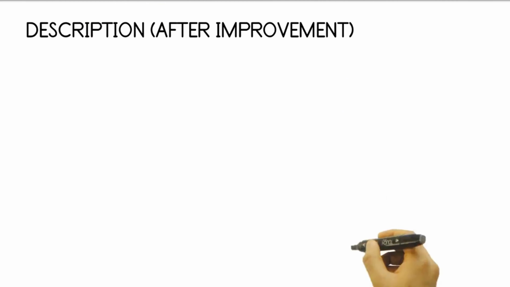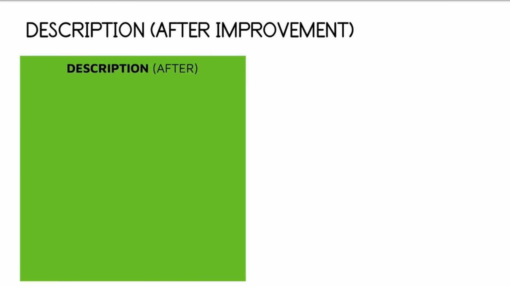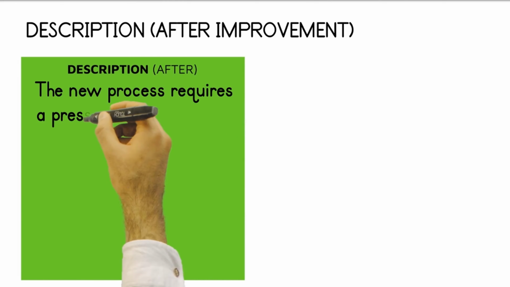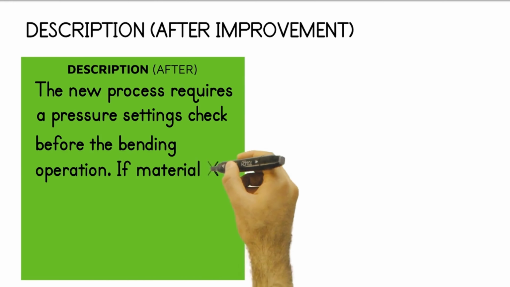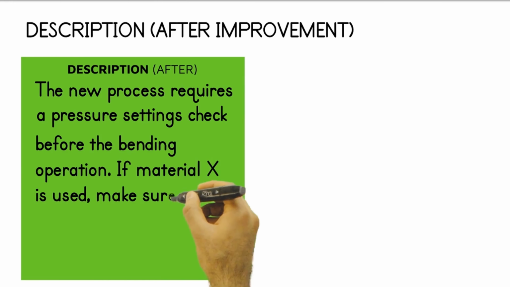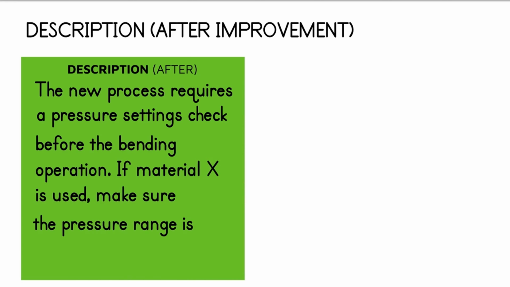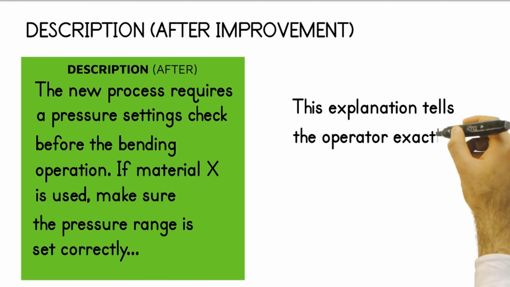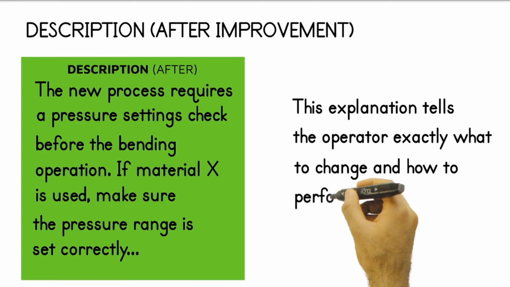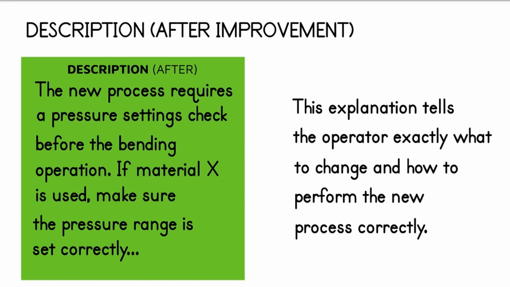Now we describe the new or improved method, clearly, practically, and step by step. For example, the new process requires a pressure settings check before the bending operation. If material X is used, make sure the pressure range is set correctly. Only after confirming the proper pressure setting may the bending begin. This explanation tells the operator exactly what to change and how to perform the new process correctly.